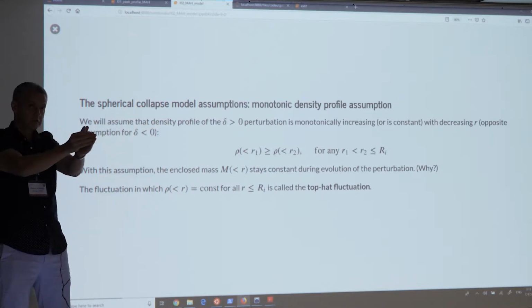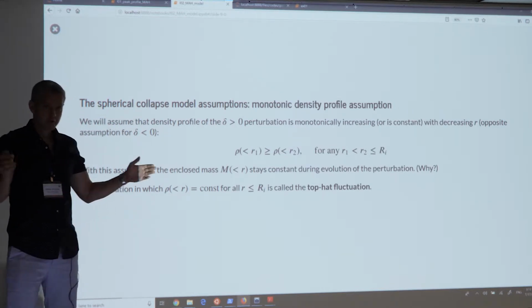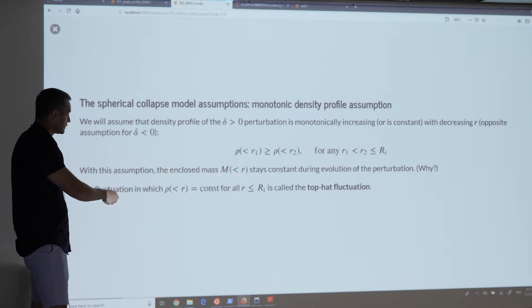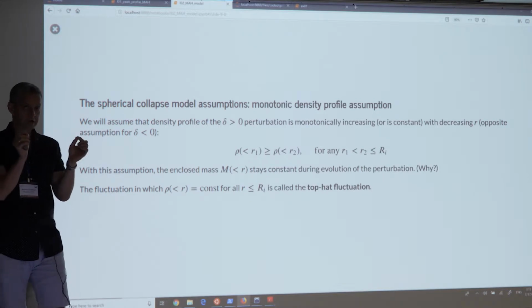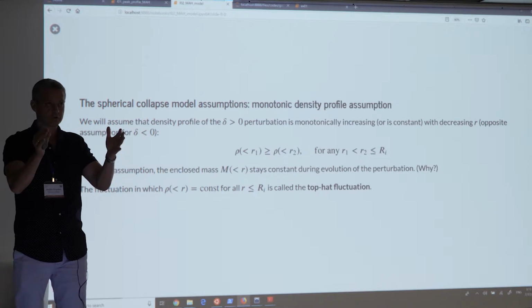So the radius will start to decrease. At first the radius will increase, then the radius will decrease. So the radius will evolve with time. But as I said, with this assumption, throughout that evolution, when I mark a given shell, as the shell evolves, the mass inside of it will stay constant.